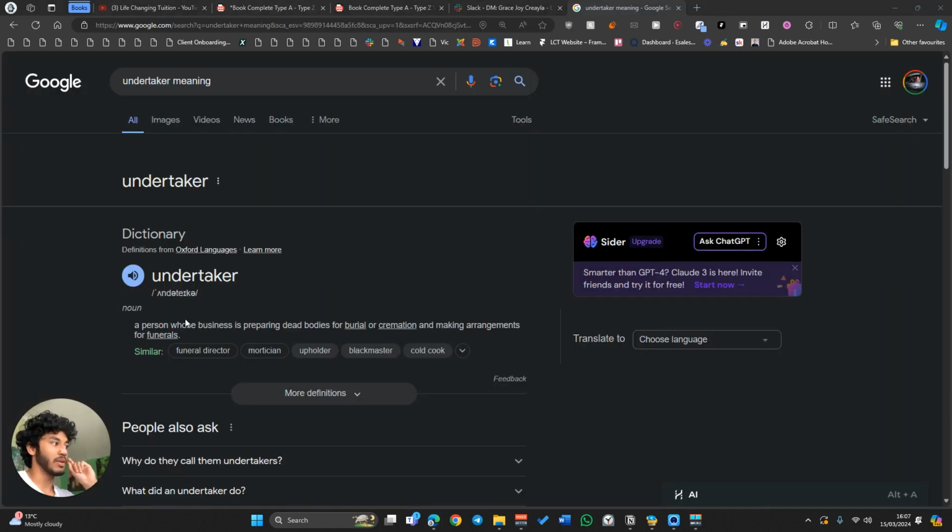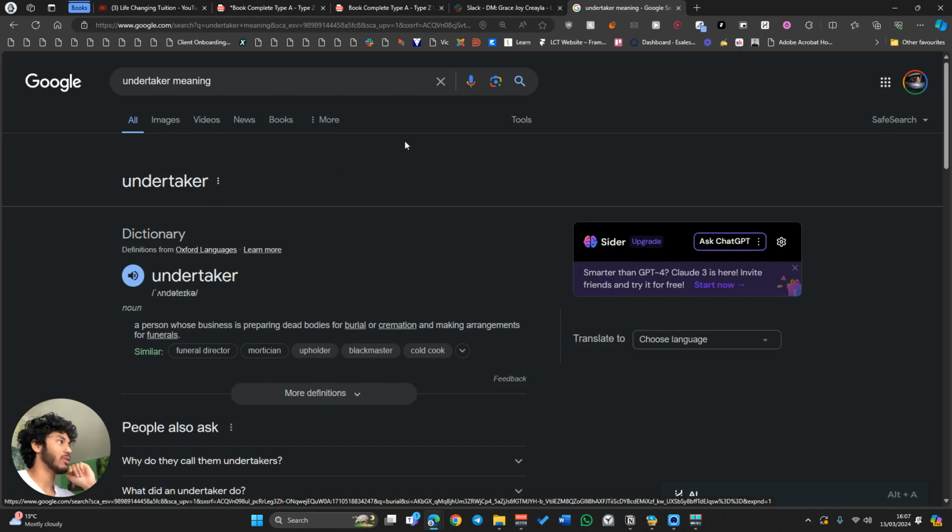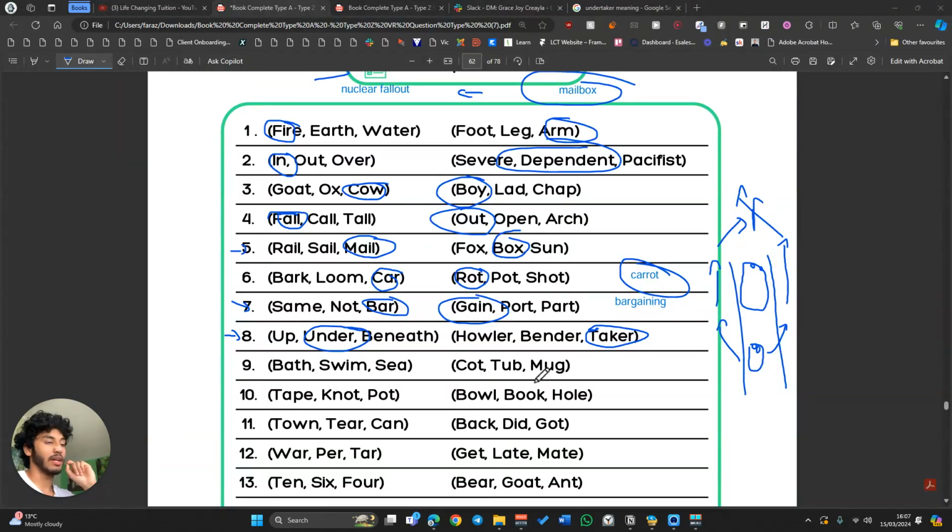And it looks like there's another meaning here for someone who's an undertaker. It's someone who is preparing dead bodies for a burial. But yeah, that sort of explains it. I mean, it's the only word here that is close to making sense, so you sort of go with that. But yeah, let's carry on.